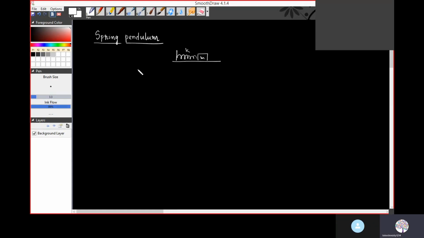Spring pendulum. This is a spring of force constant K and M is a mass. This is a spring-block system and it is oscillating about the mean position. About the mean position, the block will oscillate. Then the time period T is equal to 2 pi root of M by K. Already we have proved this. T is equal to 2 pi root M by K.